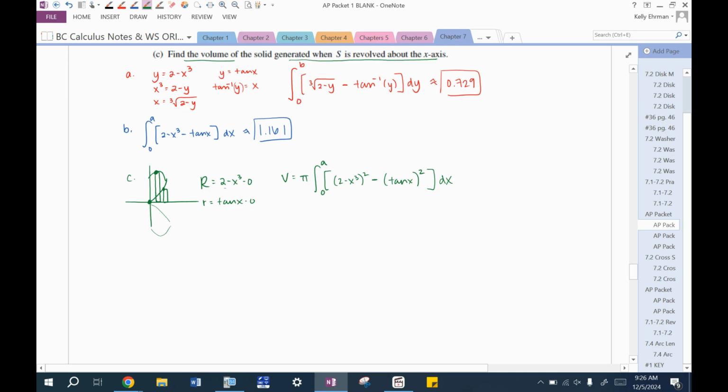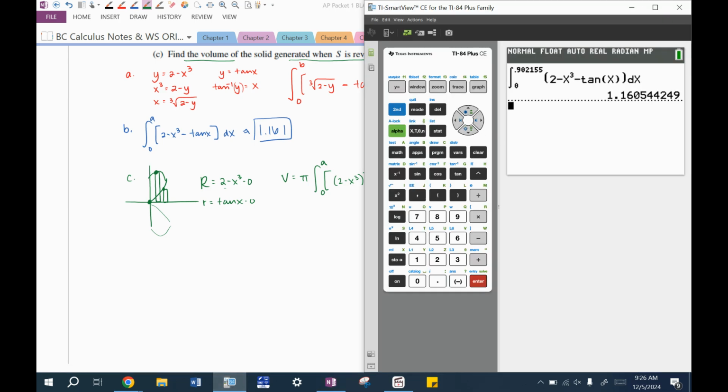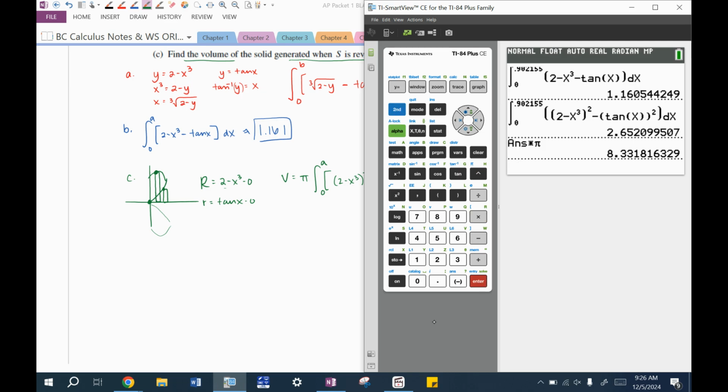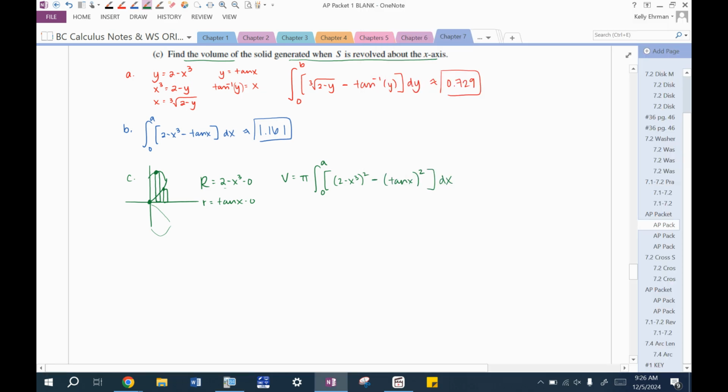I like writing it this way because I'm going to type this into my calculator. So now let's see. This is 0 to a, so because I'm lazy and I don't want to type it in again, I'm just going to delete my other stuff in here, but keep the decimal that I had. Okay, so this was the quantity 2 minus x to the third squared minus tangent x quantity squared. So I'm getting, oops, I forgot the pi, times pi. So I'm getting 8.332.